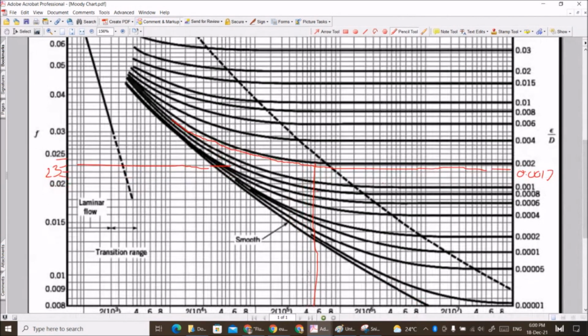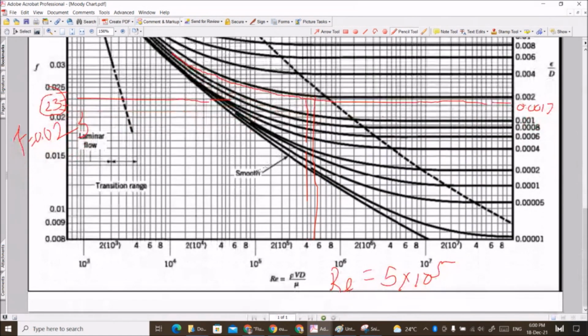So this is a 4 line, so go up with this line, it will cut here, and the friction factor is again 0.023. So f is equal to 0.023. So there is no change. So we'll assume this is correct, and the Reynolds number 4 into 10 to the power 5 is around the same. So second assumption.